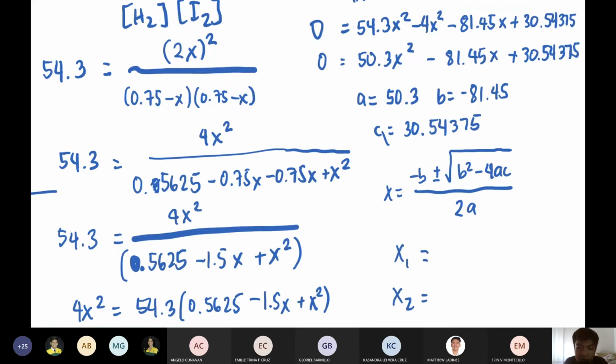Bakit sir dalawa yung x value na makukuha ko? Kasi ganito, tignan nyo, may plus minus. Ibig sabihin, yung isang x, positive yung sign neto. Yung isang x, negative yung sign neto. So yung plus minus, yun yung reason ba't dalawa yung roots.